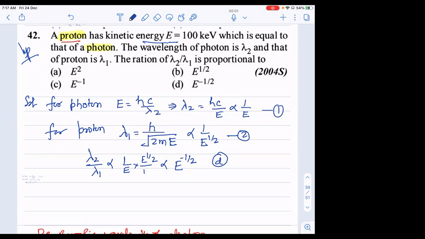If you make it electron instead of proton, will there be any change in the answer? No, because we are writing the answer in directly proportional form.